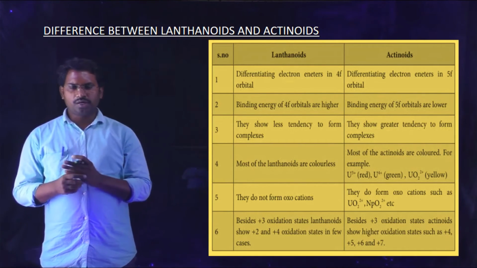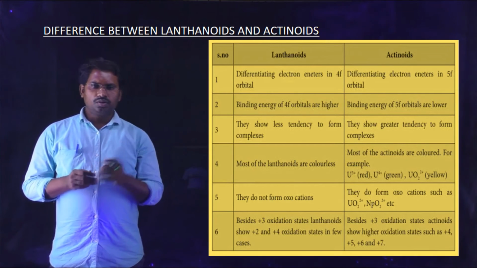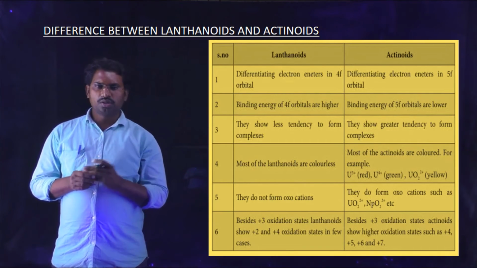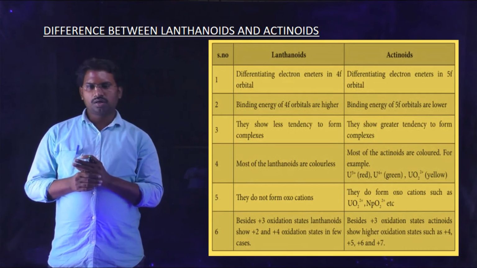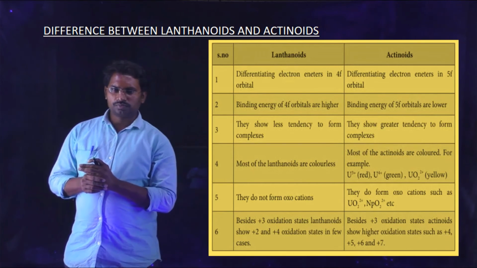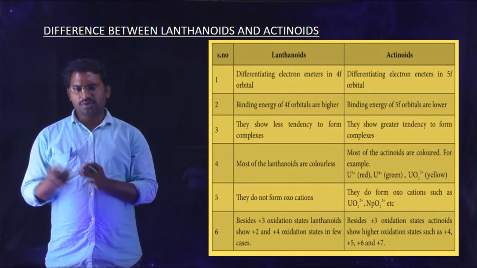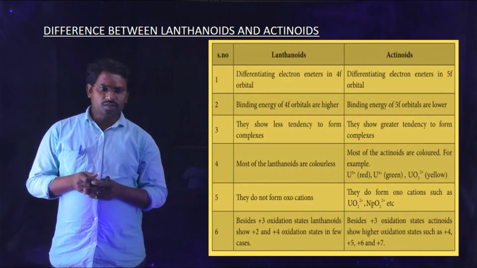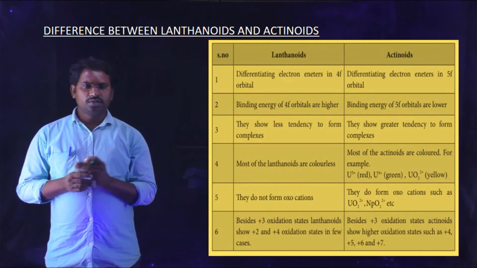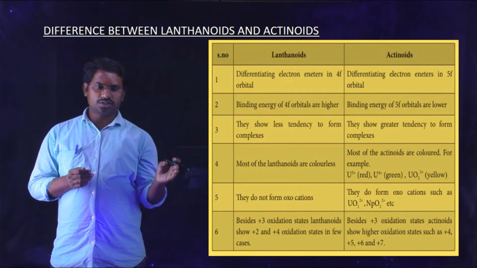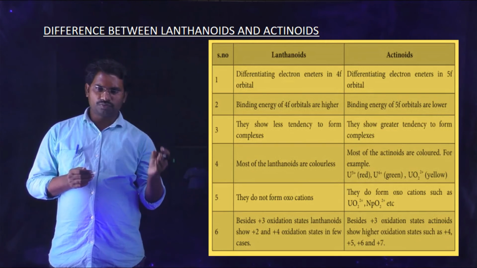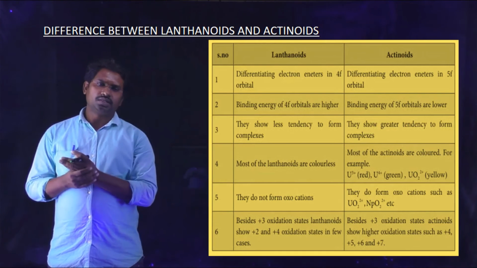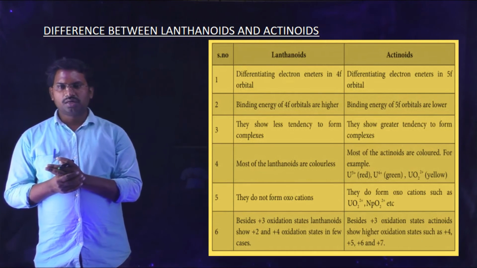And coming to the last point, oxidation state. In the case of lanthanides, +3 is the more stable oxidation state, but in some compounds lanthanides can also exhibit +2 and +4 oxidation states. In the case of actinides, besides the +3 oxidation state, the actinides can also exhibit higher oxidation states like +4, +5, +6 and +7. So these are a few important differences between the lanthanides and actinoids.